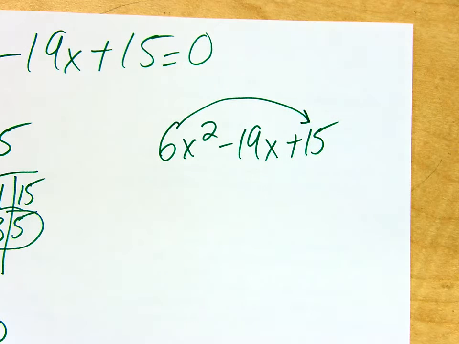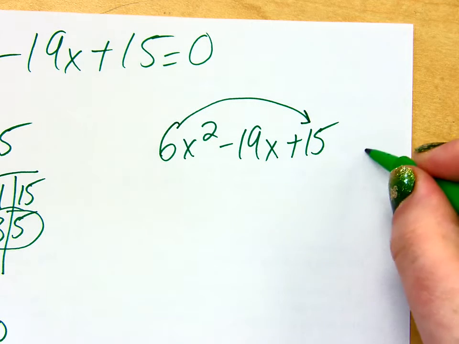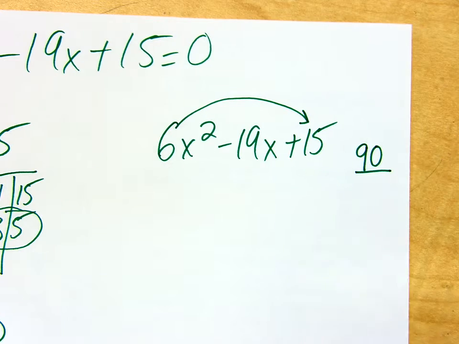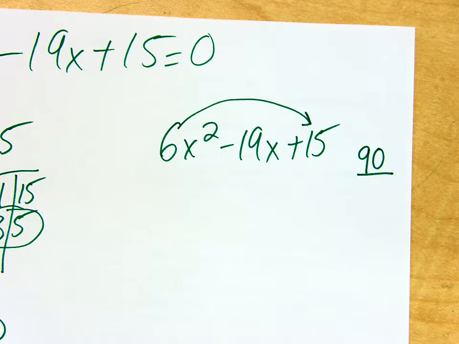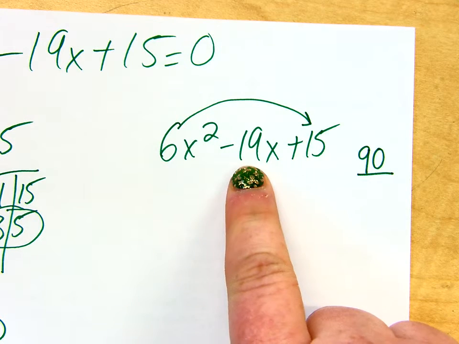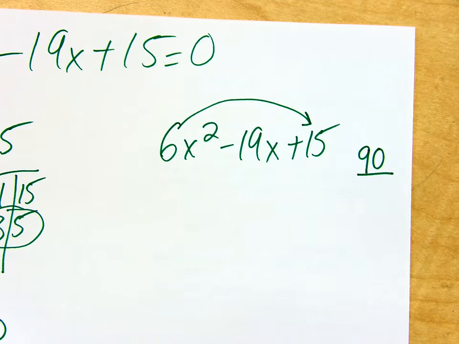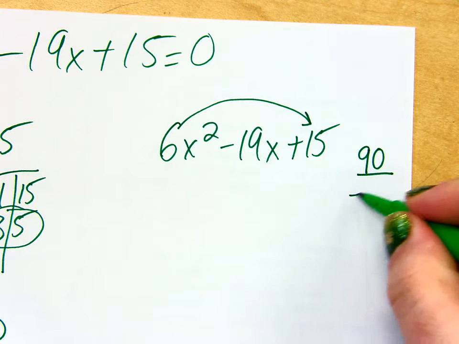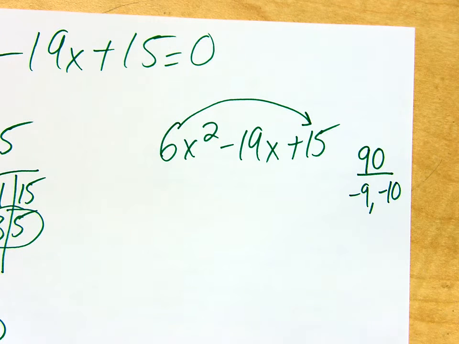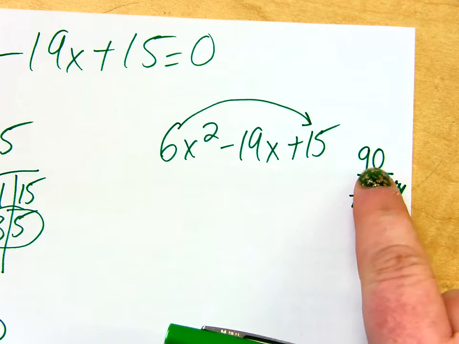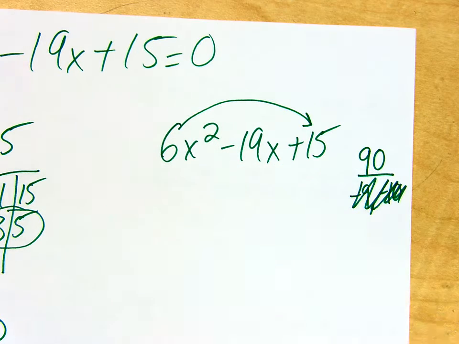So I do 6 times 15, and we got that number, which was 90. Now you're looking for factors of 90 that add up to be a negative 19. That's pretty easy. In this one, it's just negative 9, negative 10, right? Well, let's pretend that you didn't realize that first. You do need two numbers that multiply to be a positive 90 but add to be negative 19.